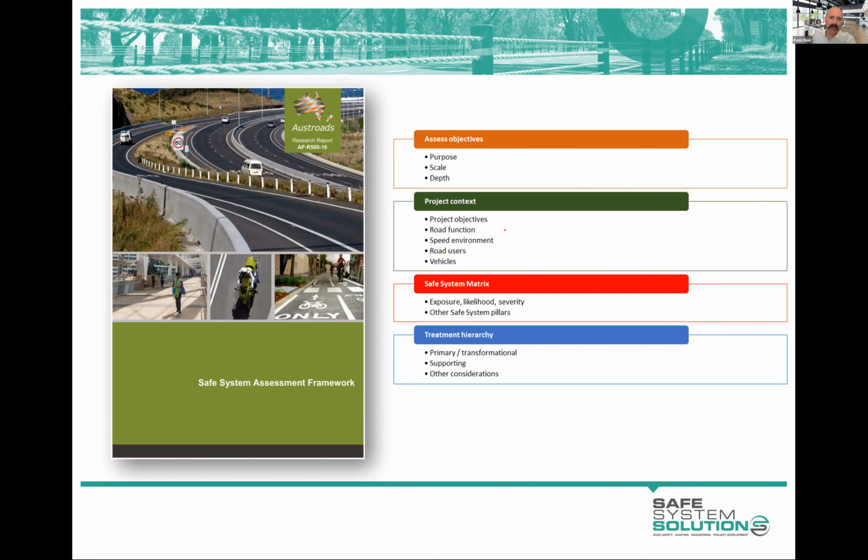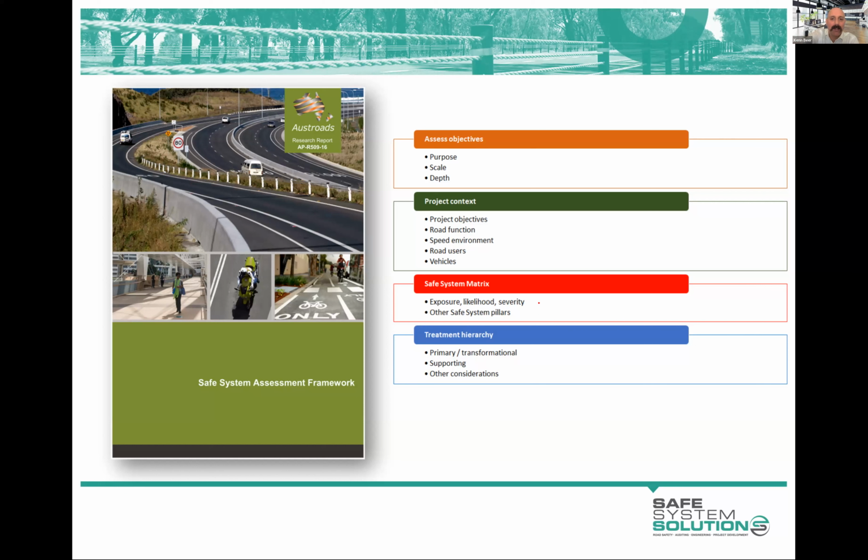The document has these different sections there. You can see the different colors, talking about the objective of the assessment, in terms of the purpose of doing this assessment, the scale that you'll be doing, and the depth of the assessment itself, because it is a very scalable process. Then the context of the project you're looking at: its objectives, function of the road, speed environments, road users, vehicles, and the like.